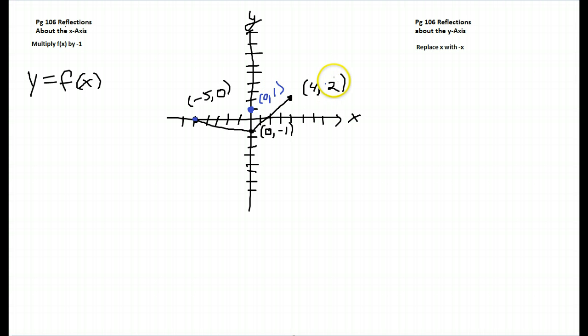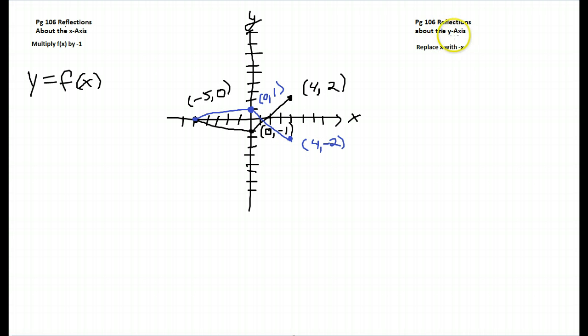And then I take the y coordinate of my third point, 2, multiply it by -1. 2 times -1 is -2, so I will have the point 4, -2. Alright, connect my dots. First one to the second to the third. We now have a reflection in the x-axis.